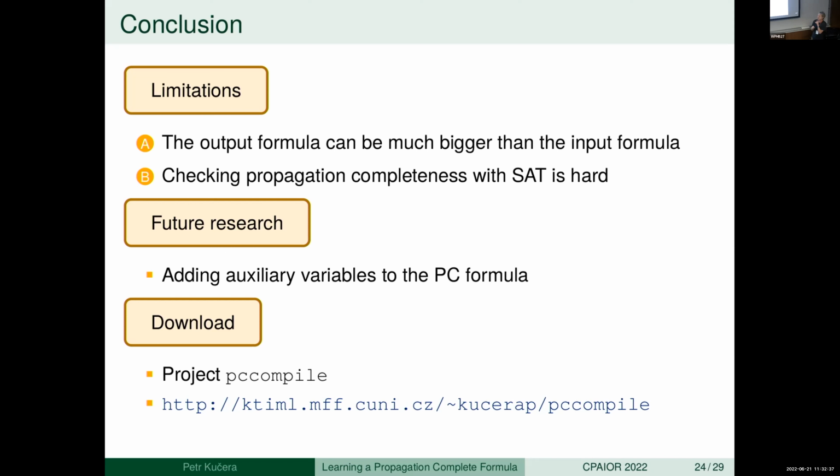The second limitation is that checking propagation completeness is really hard. We try to construct an efficient encoding, but still it's much harder than reasoning just with the original formula. For future research, we would like to consider adding some auxiliary variables in the process, because we don't add them now, and auxiliary variables can make the formula much smaller.